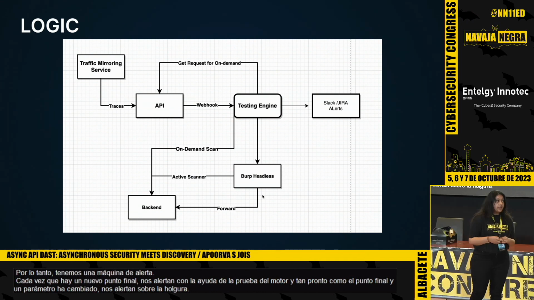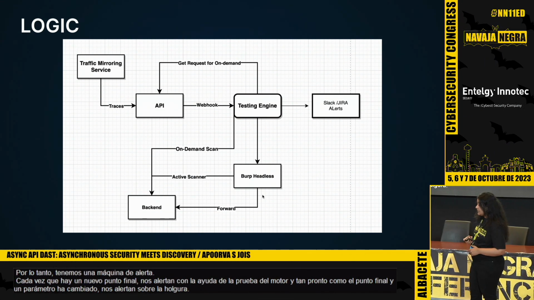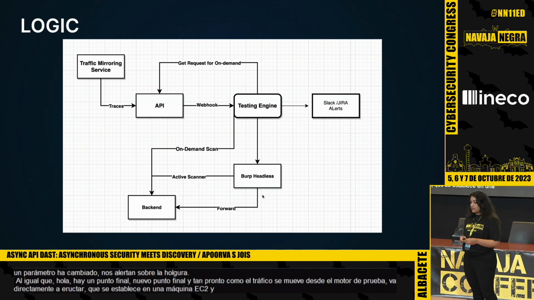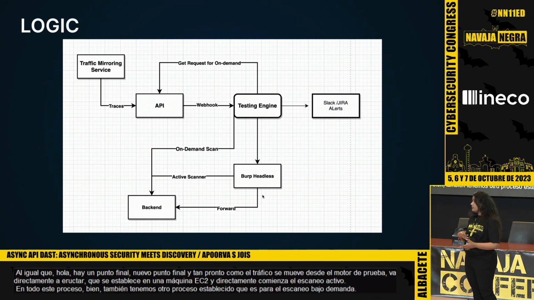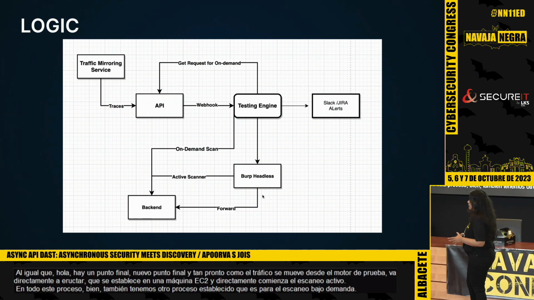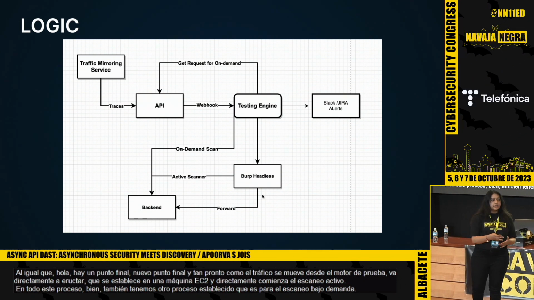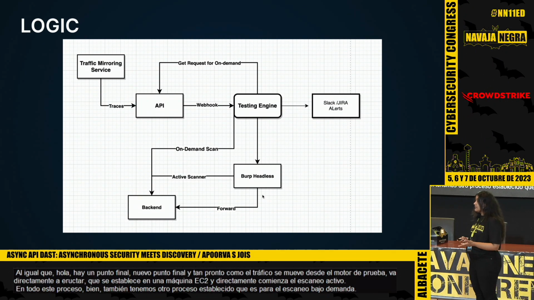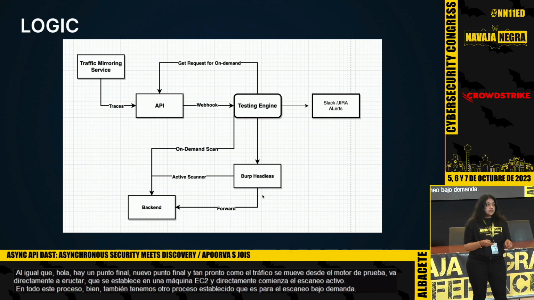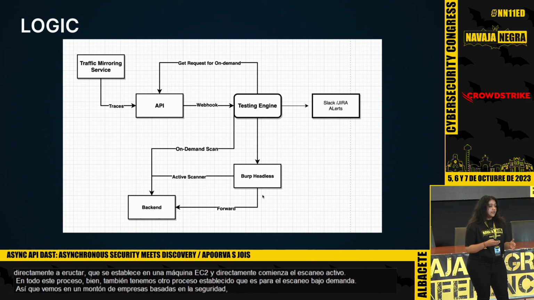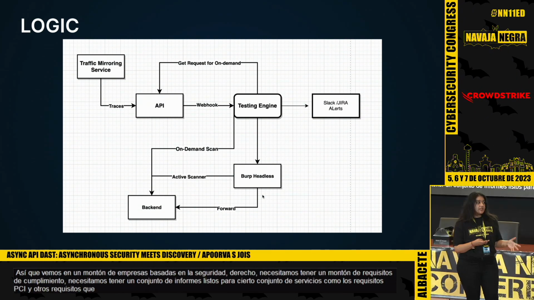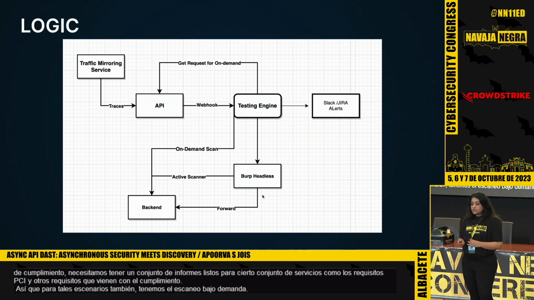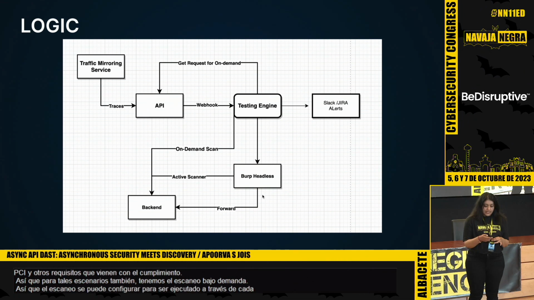In this entire process, we also have another process set up for on-demand scans. In a lot of security-based companies, we need to meet compliance requirements. We need to have a set of reports ready for certain services, like PCI requirements and other requirements that come with compliance. So for such scenarios as well, we have on-demand scans. The scan can be set to run every day, every week, every month, or once in a quarter, twice in a year, or something like that. So it will be very helpful for us. So this is the entire logic behind it.